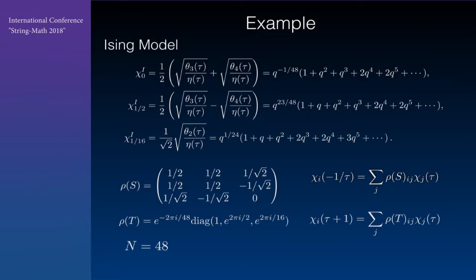And one, in a rational conformal field theory, can always choose the representation of T to be diagonal, and the diagonal entries are just determined by the central charge and the conformal weights of the primary fields. So in this theory, the order of rho of T is 48. And for reasons I'll explain in the next slide or two, I'm also going to call that capital N, that's the order of rho of T, the conductor of the rational conformal field theory.